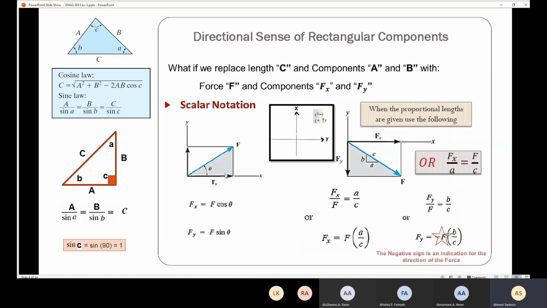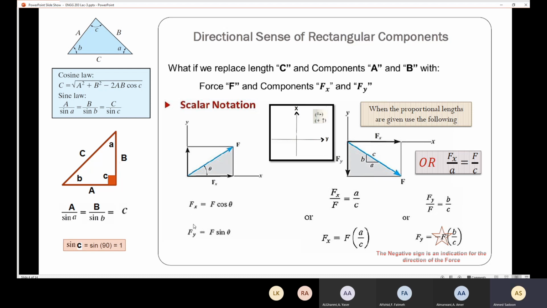Since the angle here is a right angle, the value of b equals c multiplied by sine B. Instead of b, here it's represented by Fy. So Fy is going to equal F. Instead of c, I put F, and instead of sine B, I put sine C, because b small is opposite to B capital.